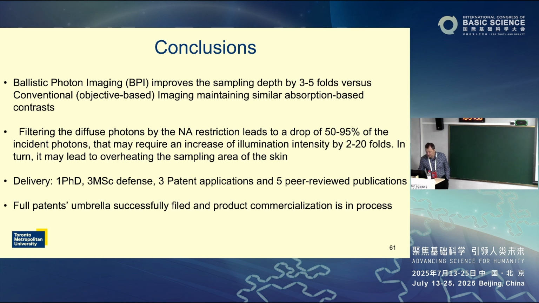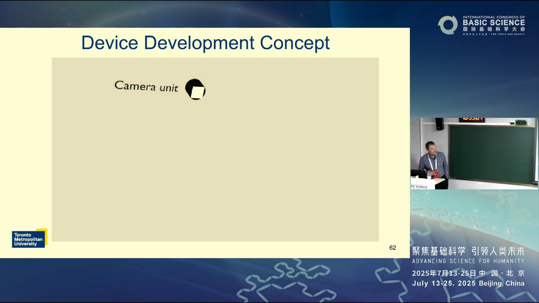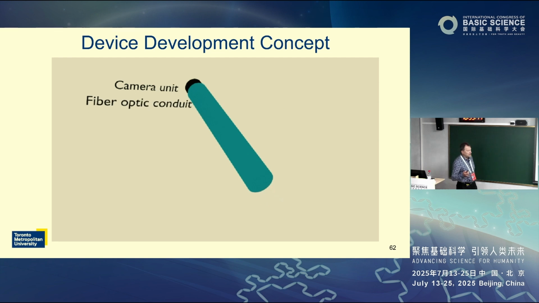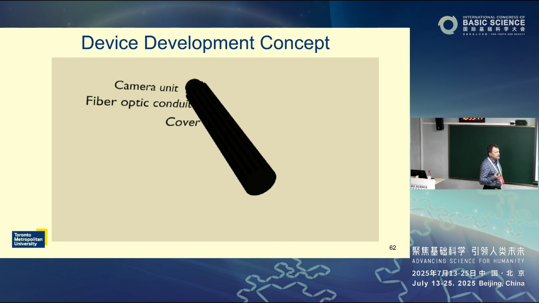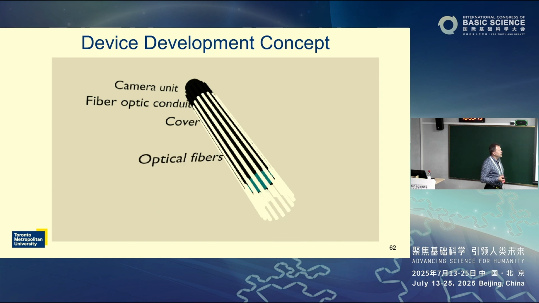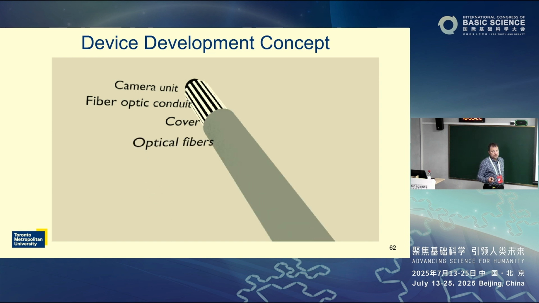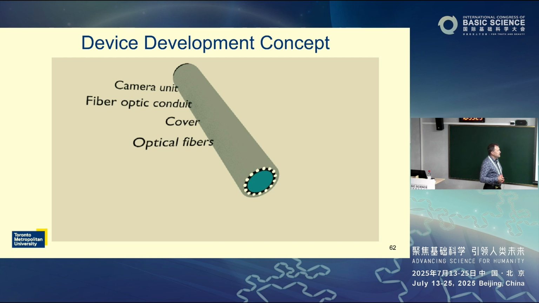So the last slide is the way we think to create a commercially feasible device. So we start with the chip, the fiber optic plate glued to that, then fiber optic conduit to provide the illumination, the cover, and as a result, we obtain some sort of a scanner. And with this scanner, we can basically visualize and analyze the pattern of the capillaries of the surface.